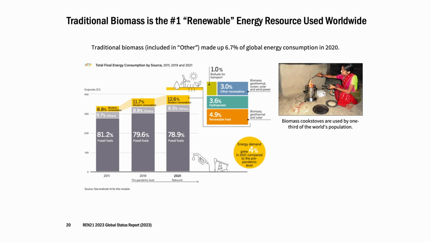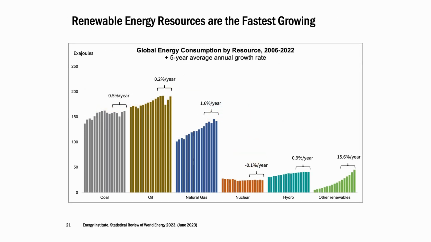And here from REN21, which was a recommended reading, you can see that this has just been in the last couple of years. They distinguish between the modern renewable energy resources and then other. So the modern renewable energy doesn't include biomass, and it's included in that other category up there. All right, so renewable energy, relatively small portion of our energy mix, but the fastest growing.